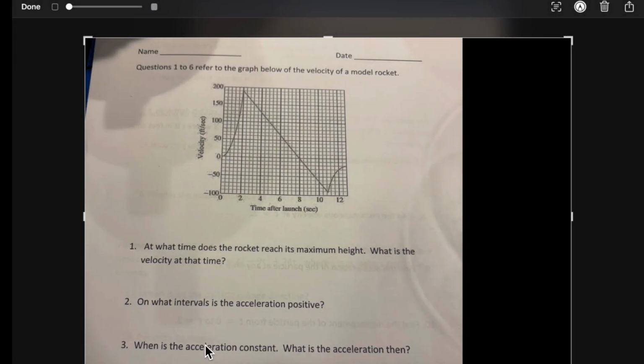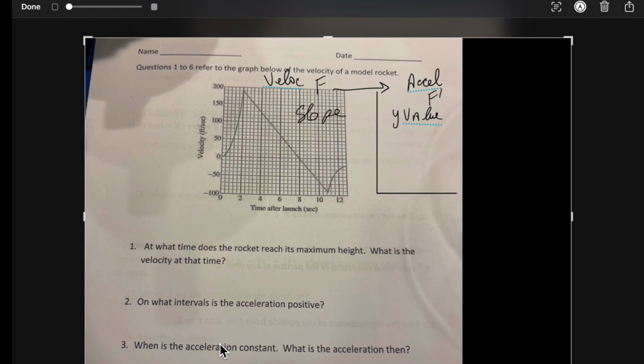Next, we are asked, when is the acceleration constant? So let's draw our acceleration graph to the right and remind ourselves that the acceleration is the f prime graph when velocity is the f graph. So again, the y value on the acceleration graph is going to be equivalent to the slope on the f graph. All right, so this question asks us, when is the acceleration constant? When is the y value of the acceleration constant?